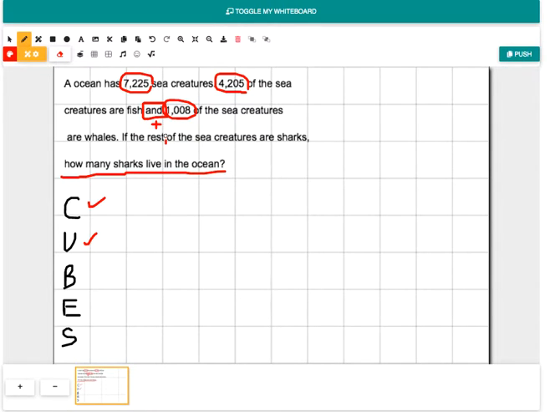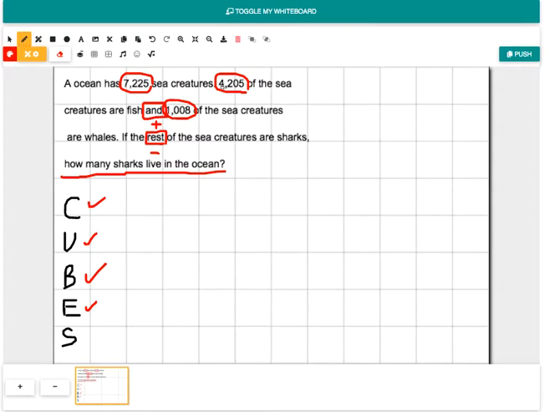If the rest, we talked about the word rest today, could mean subtract. So we want to see, after we add these 2 together, how many of the rest of the sea creatures are going to be sharks. So now that we did that, we can check it off. And E means to estimate or eliminate extra numbers. We don't have to estimate or eliminate anything in this problem. S means simply to solve. So I'm going to go ahead and start solving.